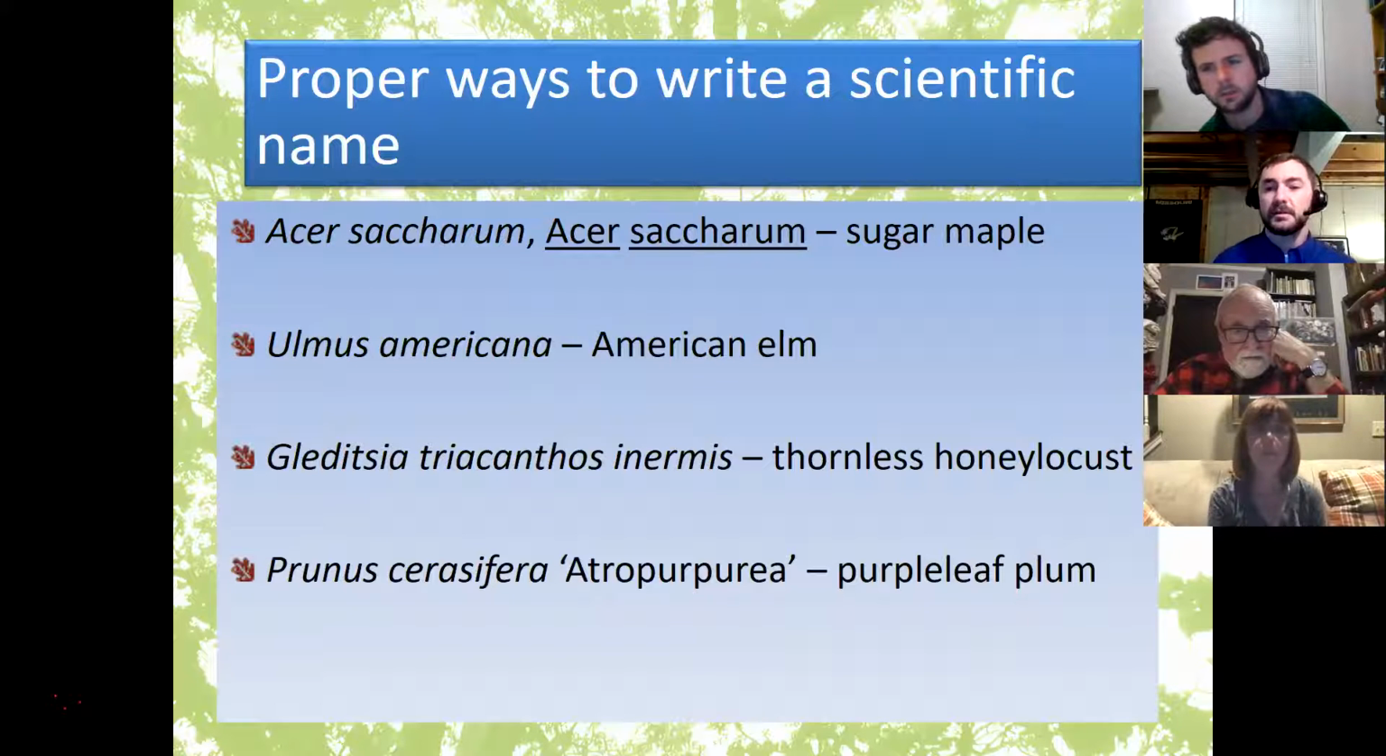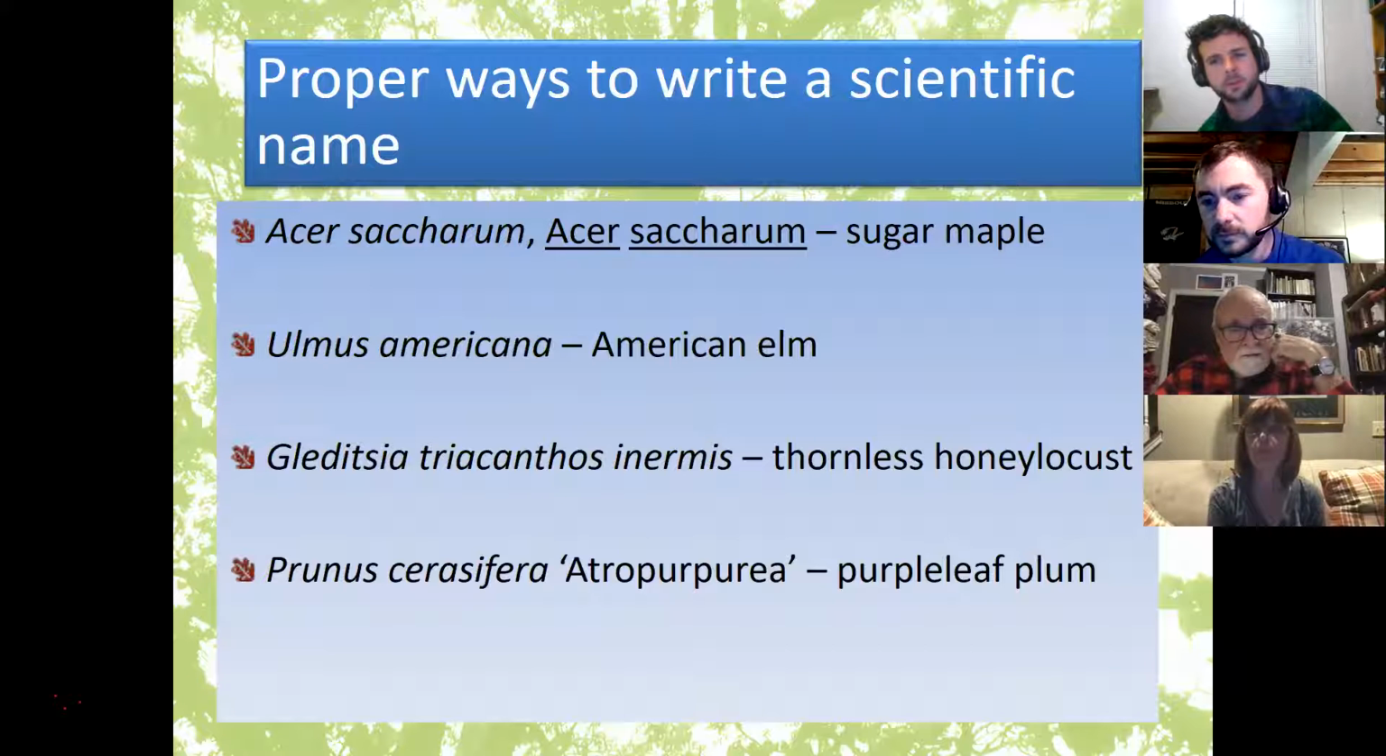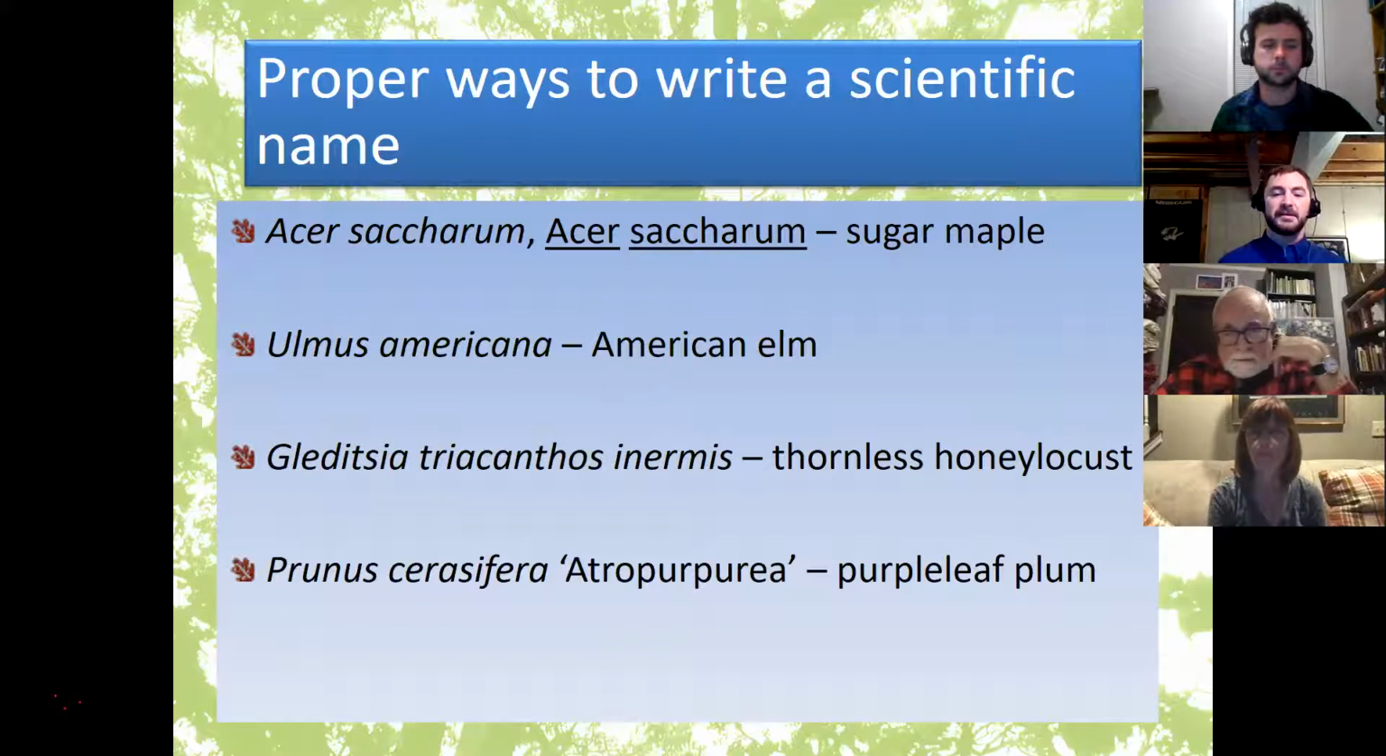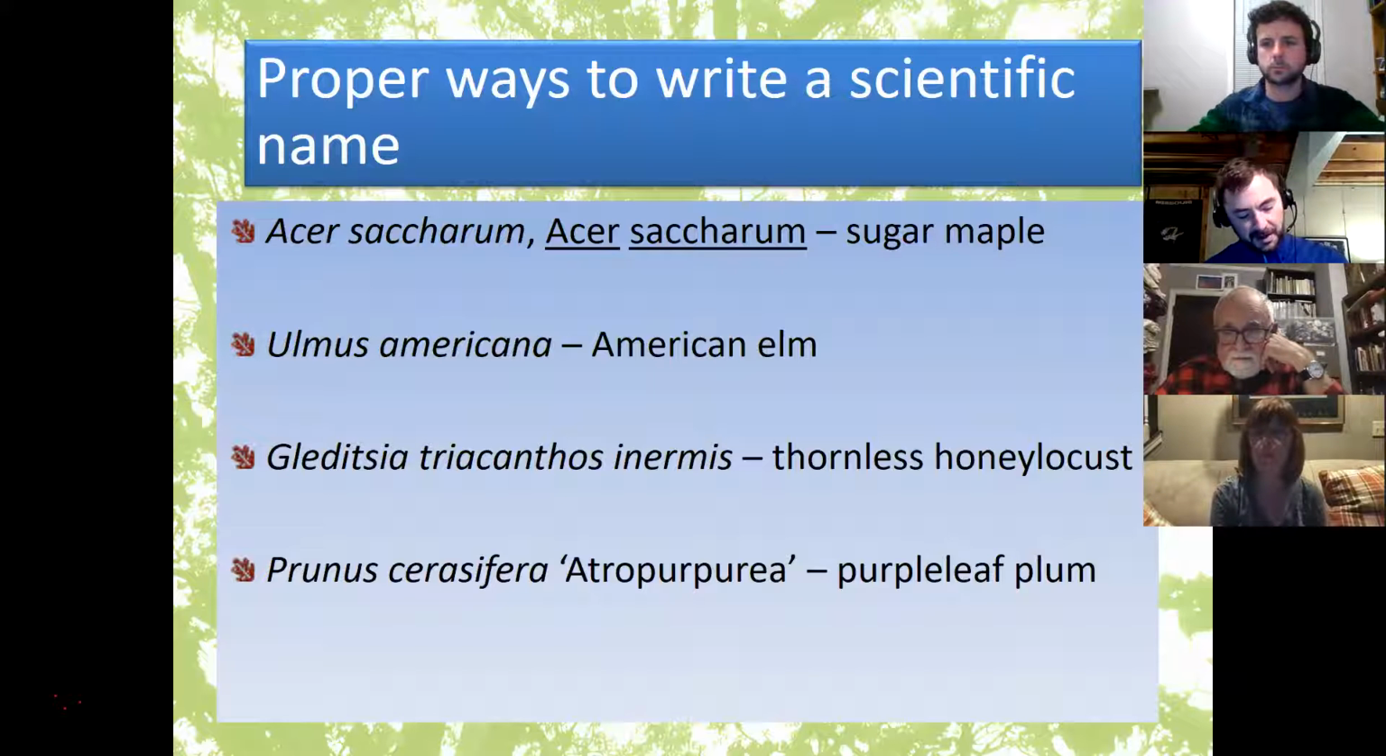Hey, Danny. We just had one question that's kind of related to that. I don't know if you're going to get to it, but someone just asked about the difference between a subspecies versus a cultivar. Oh, okay. Yeah, I think I have a slide on that shortly. If not, I'll make sure I address that. I'm going to write that down.